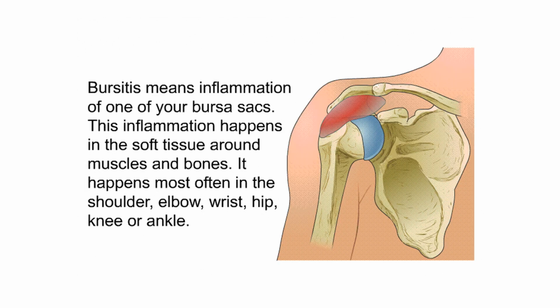Bursitis. Bursitis means inflammation of one of your bursa sacs. This inflammation happens in the soft tissue around muscles and bones. It happens most often in the shoulder, elbow, wrist, hip, knee, or ankle.